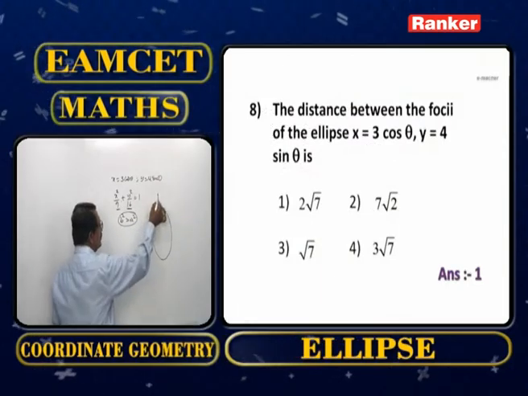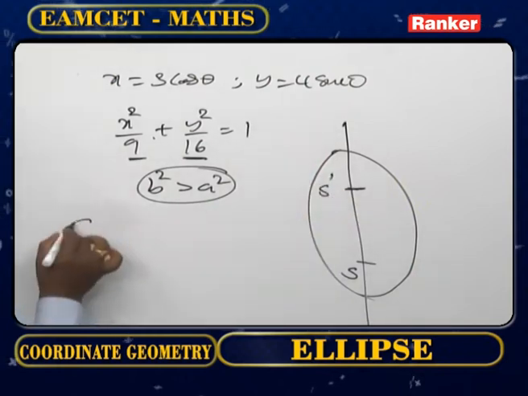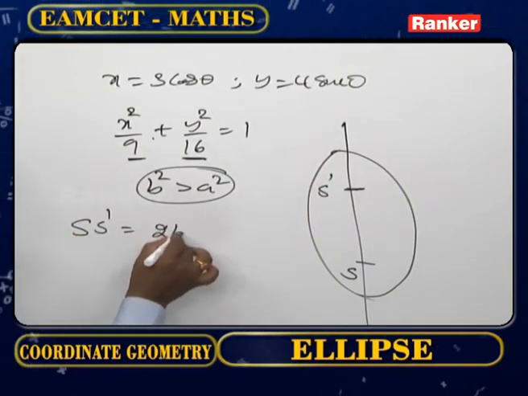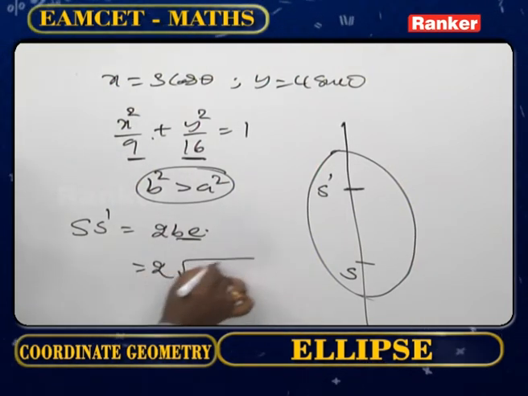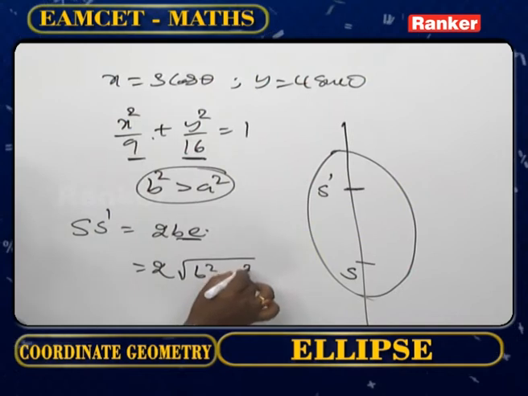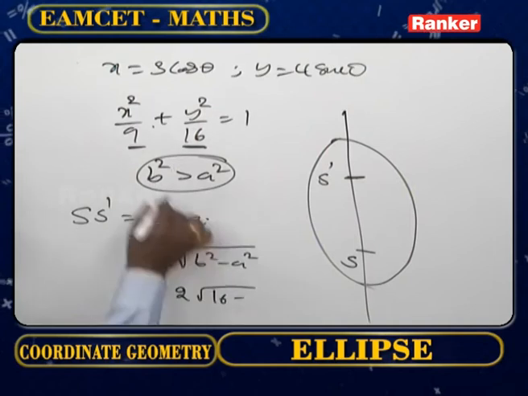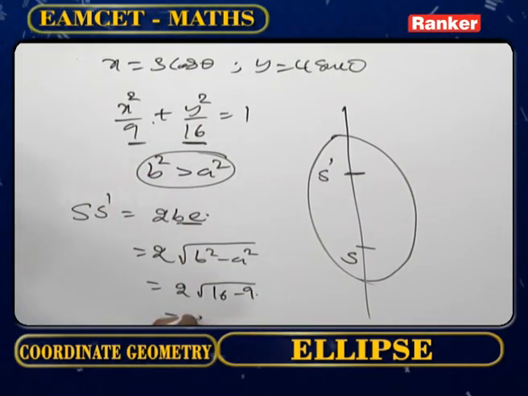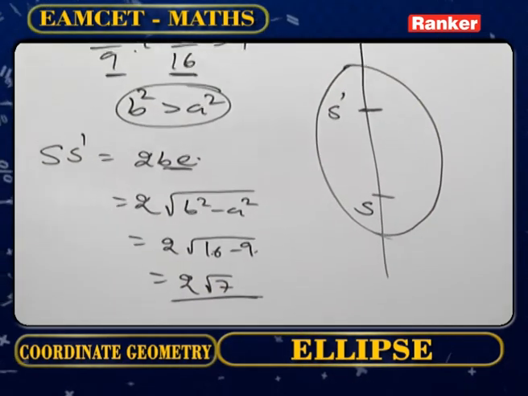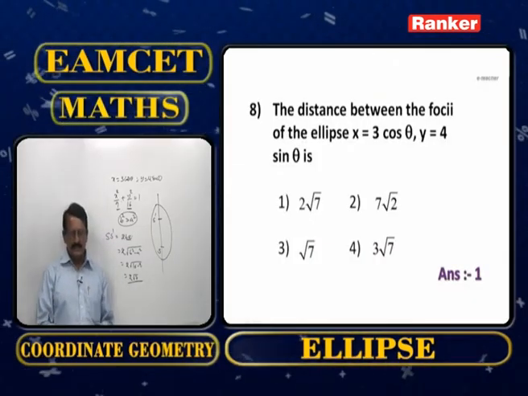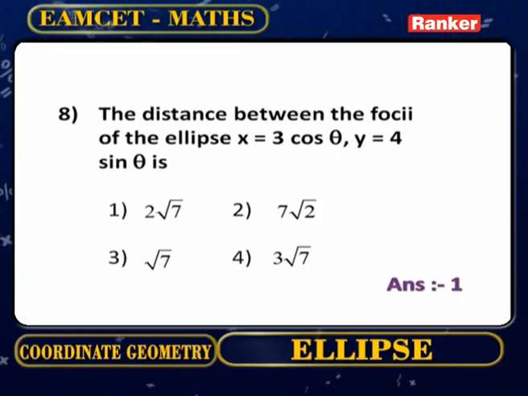Now for the required distance between foci: for a vertical ellipse, the distance between foci SS dash equals 2be, which equals 2 into square root of b square minus a square. Here b square equals 16 and a square equals 9. That equals 2 into square root of 16 minus 9, which is root 7, so 2 root 7. The distance between the foci of the given ellipse equals 2 root 7. Then the first option is correct.